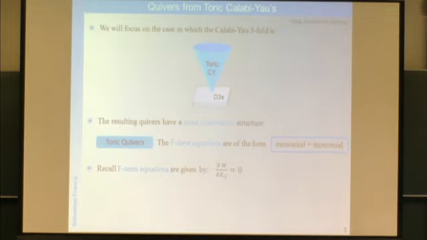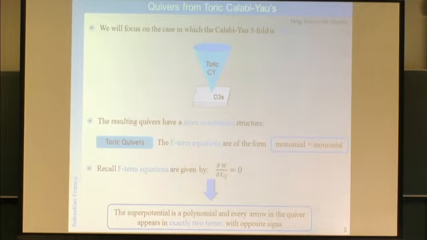So the fact that this equation, the vanishing of the F term, is equal to a monomial equal to another monomial, means that the superpotential is some polynomial, and every chiral field in the gauge theory appears exactly in two terms. And for the purpose of the combinatorics, I will say that it appears in two terms with opposite signs. Of course, they have complex coefficients, but that's what we are going to say today.